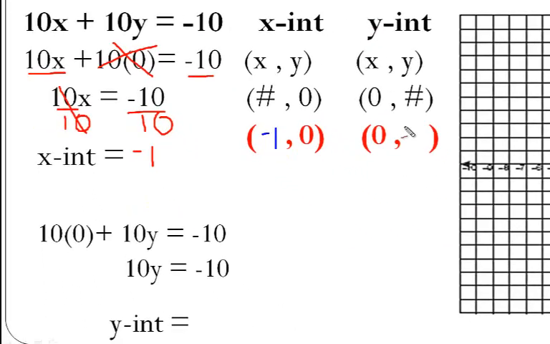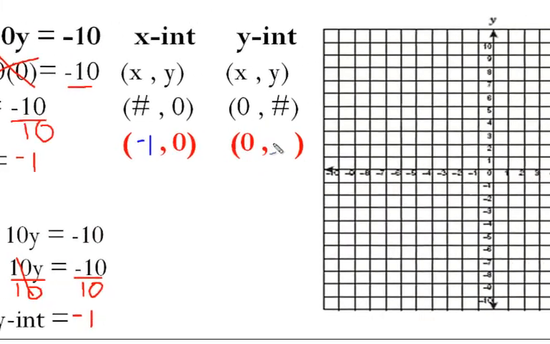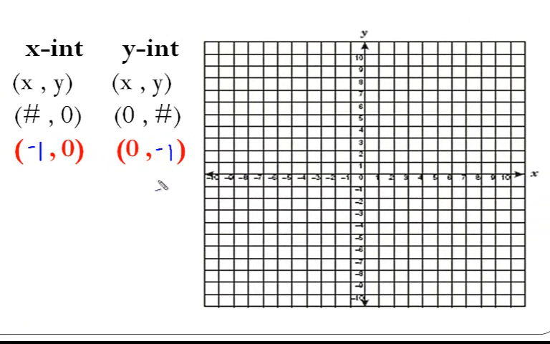Alright, for our y-intercept, we're doing the same thing, except now we're plugging in 0 for x to find the y-intercept. So I plugged in 0 for x here. That term got canceled out. I had 10y equals negative 10. Alright, so I divided both of these by 10 to get y by itself. So negative 10 divided by 10, our y-intercept was also negative 1. So that means that our y-intercept is at the point 0, negative 1.